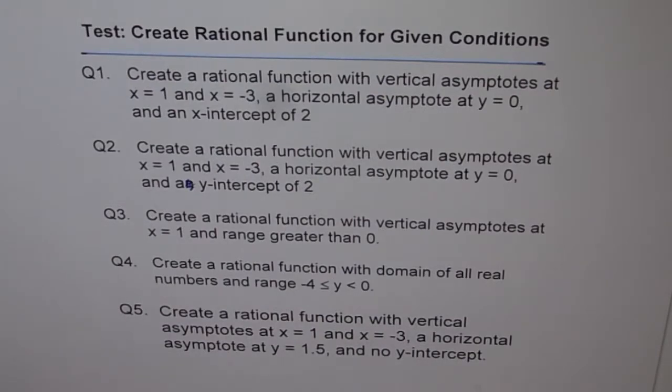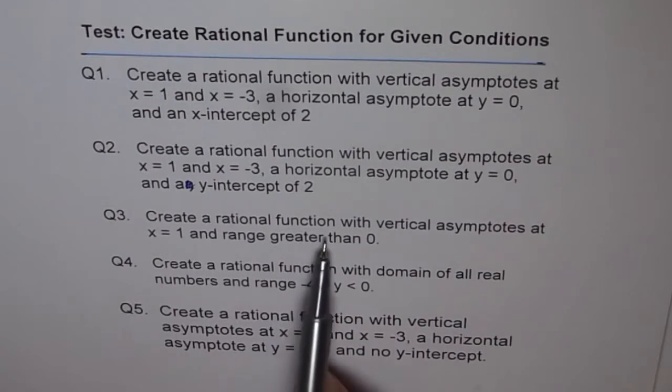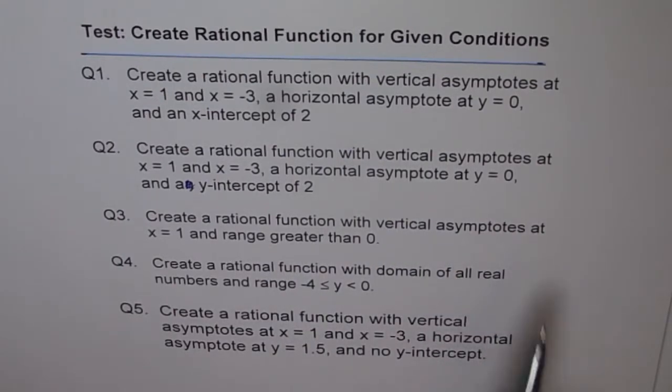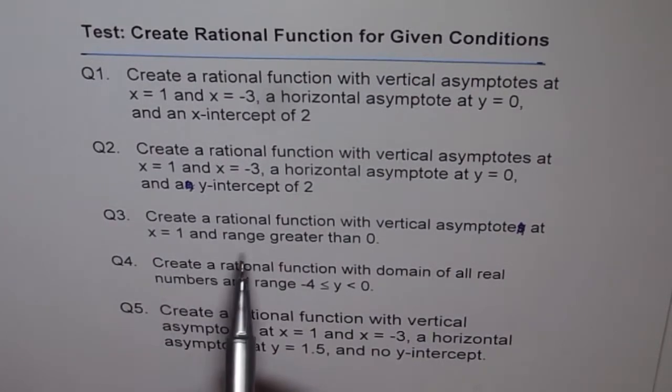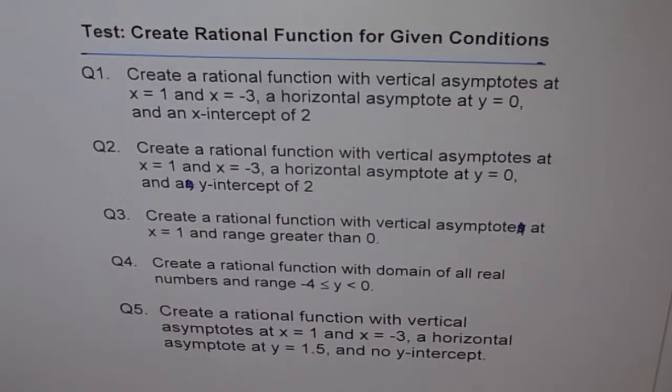Get me the equations. Question 3: create a rational function with a vertical asymptote at x equals 1 and range greater than 0. There's only one vertical asymptote this time. I've maintained this x equals 1, removed other things, and say the range should be greater than 0. Well, this is also a very typical rational function. Many students think that rational functions will be on both sides of the x-axis, with something on the minus side as well. Well, this is typical: you have only positive values. Range greater than 0, important.